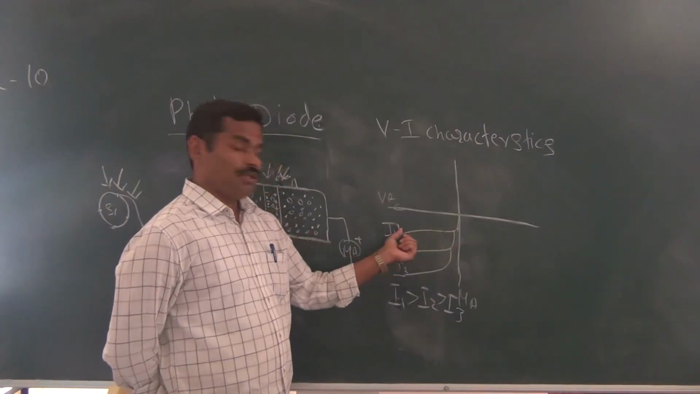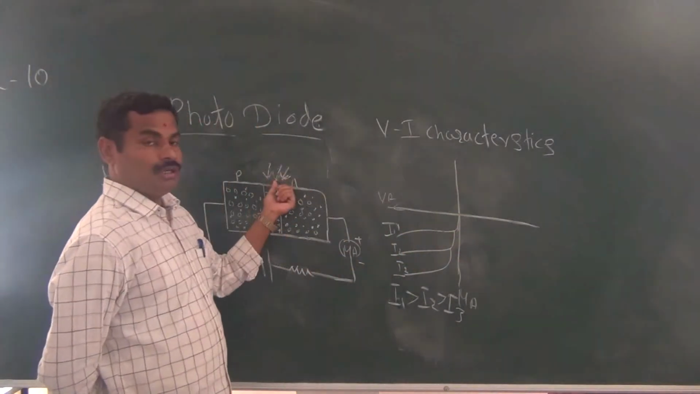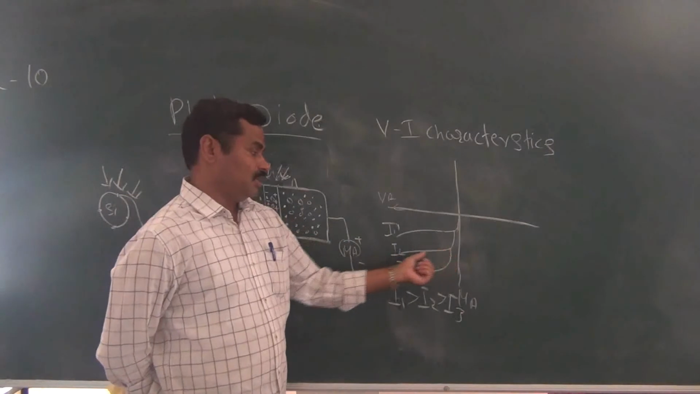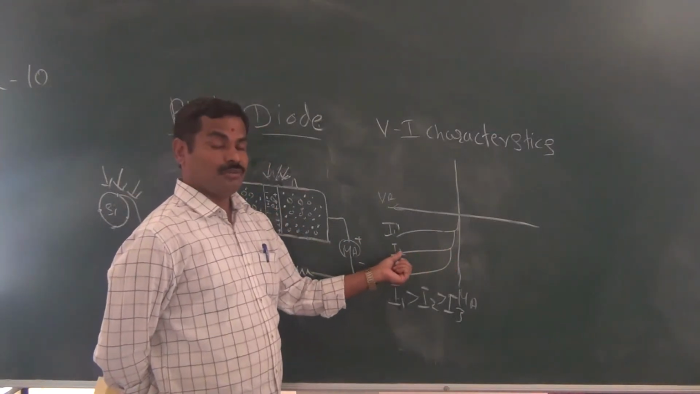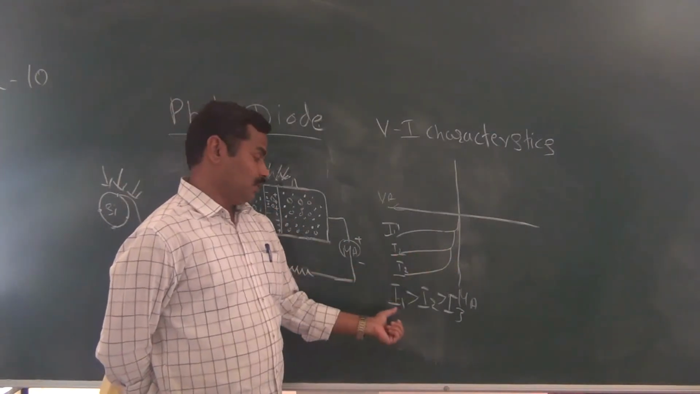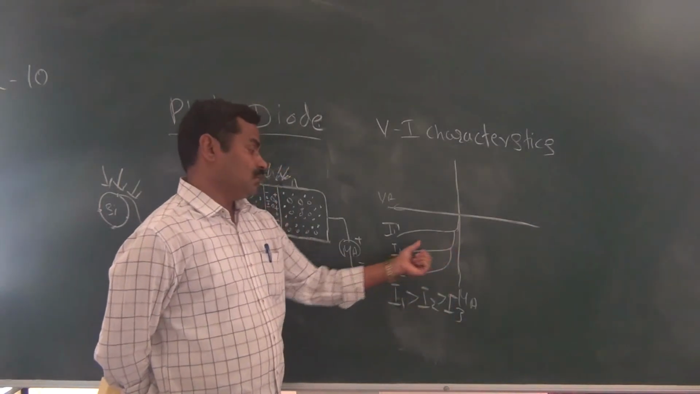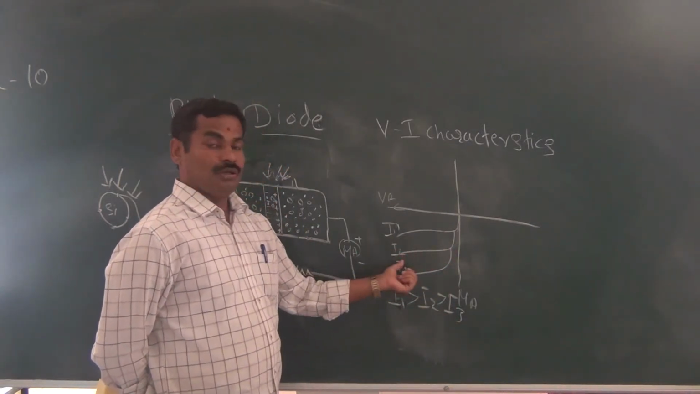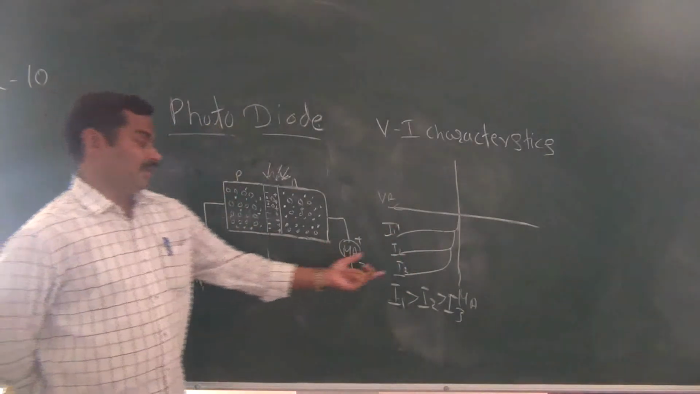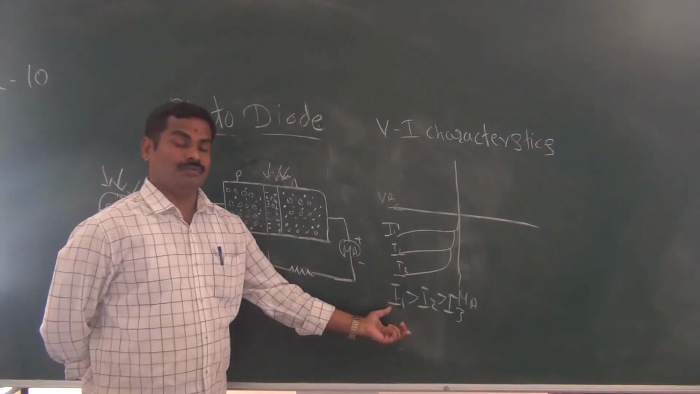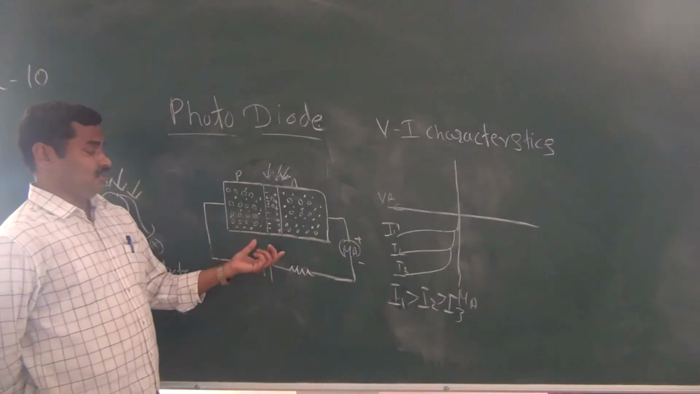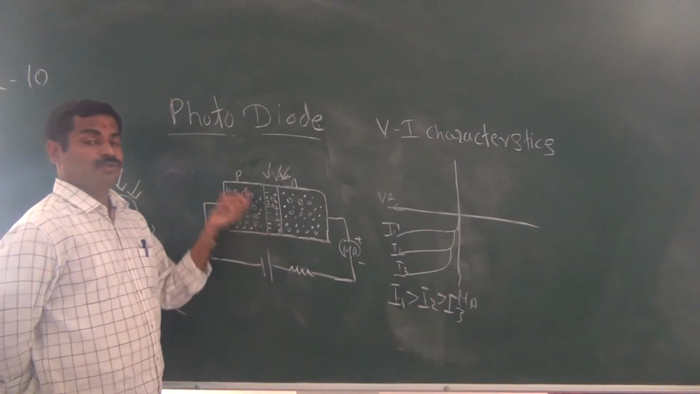This current is very small because the incident light is very less. As the incident light increases, the photocurrent also increases, because I1 is greater than I2, and I2 is greater than I3. It means as more light falls on the junction, you get more photocurrent. This is about the simple construction and working of a photodiode.